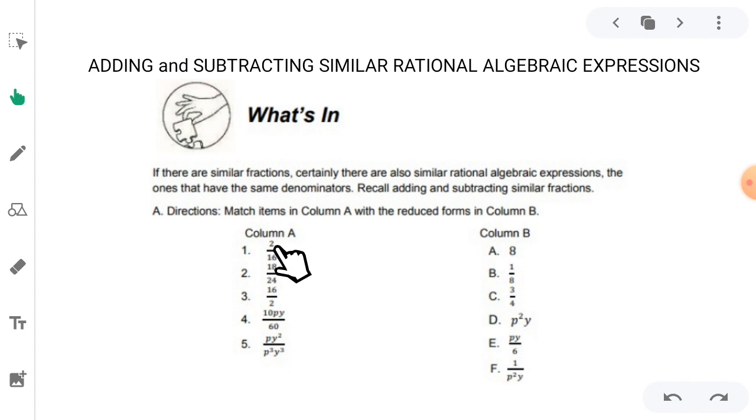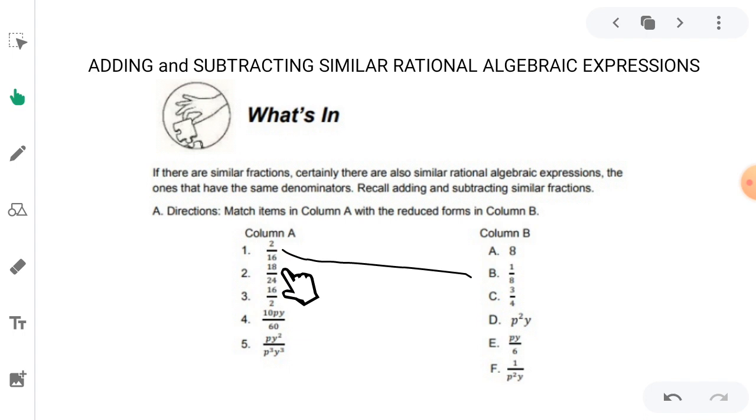So since 2, ito na yung pinakamaliit na number dito sa fraction na ito. And then yung 16 is divisible ng 2, so they are both divisible by 2. So 2 divided by 2 is 1. And then 16 divided by 2 is 8. So the answer is 1/8. So letter B.